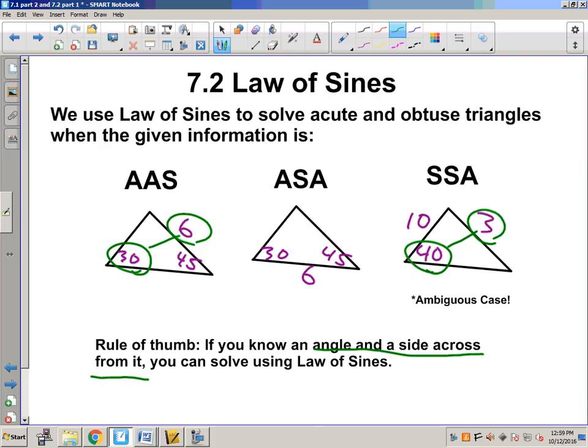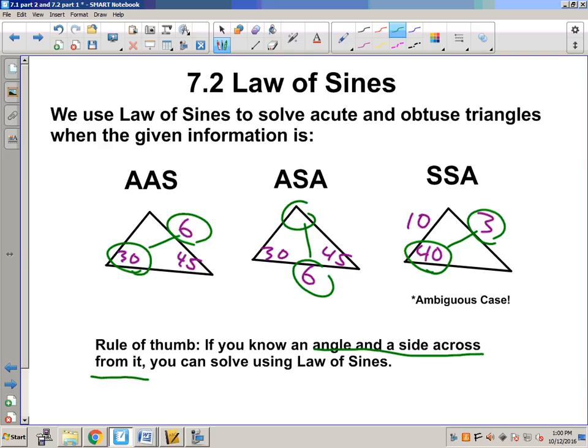Now this one, the only side we have is a 6, and oh no, I don't know the angle across from it. I guess I can't use the law of sines, right? No, you would find that angle in about 5 seconds, right? What is that angle? You don't even need a calculator for it, right? 105. So if you've got 2 angles, even though I don't have this angle, you can find this angle super fast. So I would say, yeah, definitely law of sines for this.